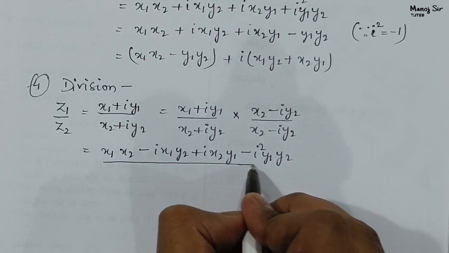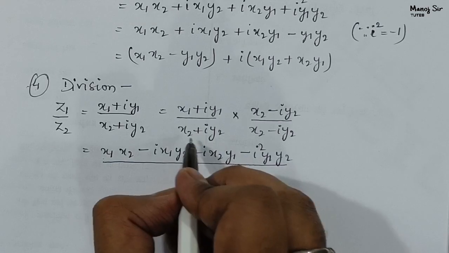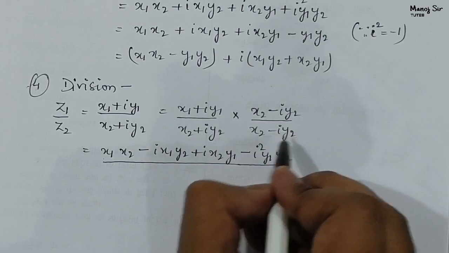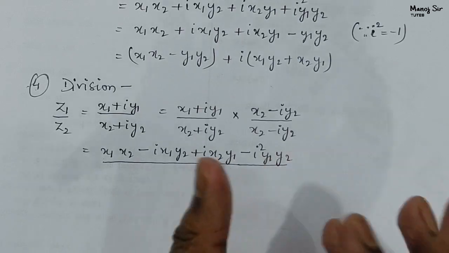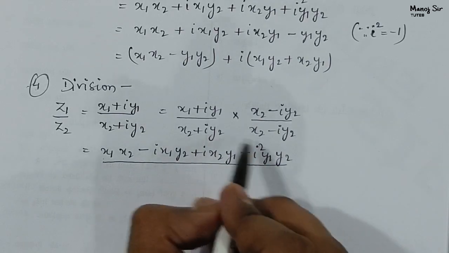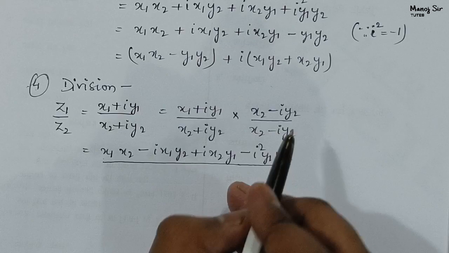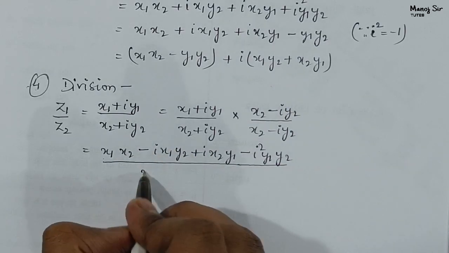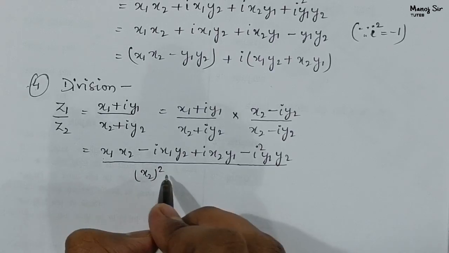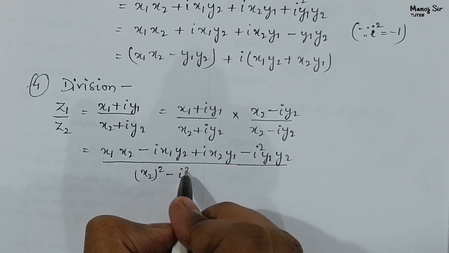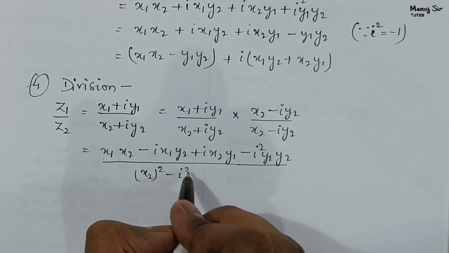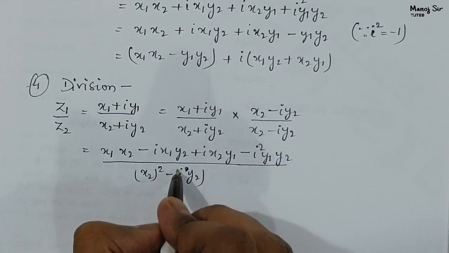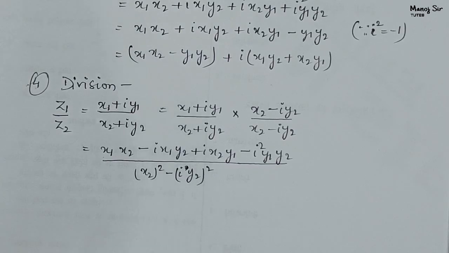Now coming to the denominator part, what is this? That is x2 plus I y2 into x2 minus I y2. So here we are getting the formula like a plus b into a minus b. What is the formula of a plus b into a minus b? That is a square minus b square. So this is going to be x2 square minus I square y2 square, or you can write I into y2 whole square.